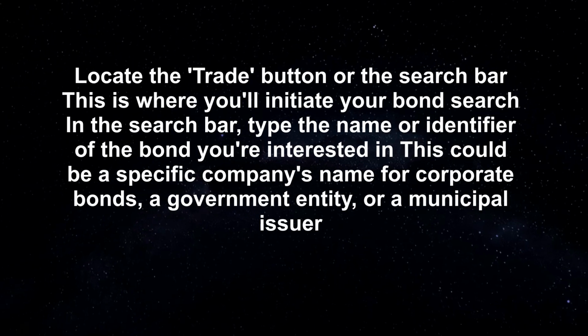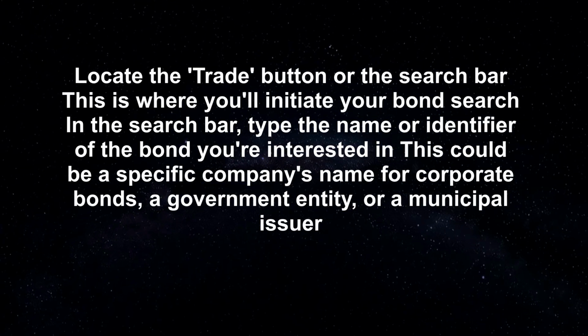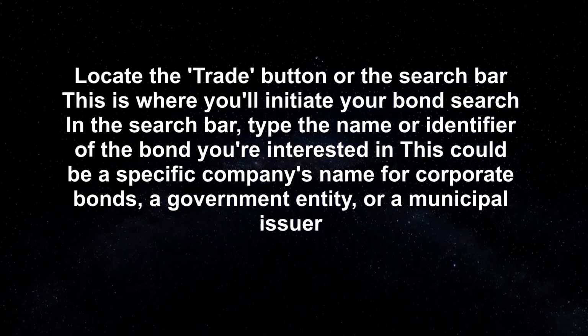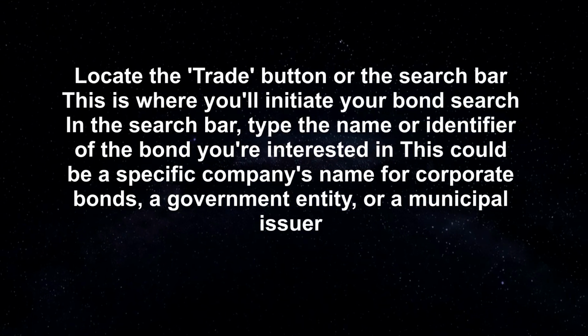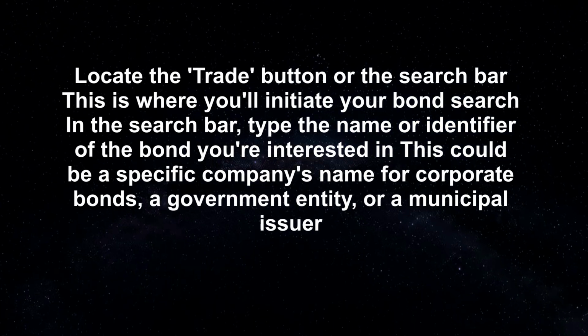Locate the Trade button or the search bar. This is where you'll initiate your bond search. In the search bar, type the name or identifier of the bond you're interested in. This could be a specific company's name for corporate bonds, a government entity, or a municipal issuer.